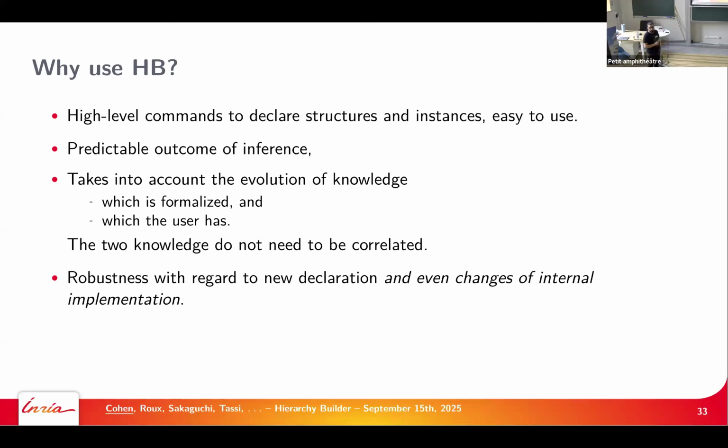Okay, so why should you use HB? I was telling you that I was going to sell you hierarchy builder. So why should you use hierarchy builder?